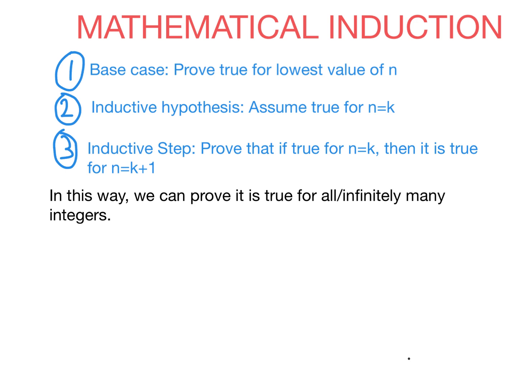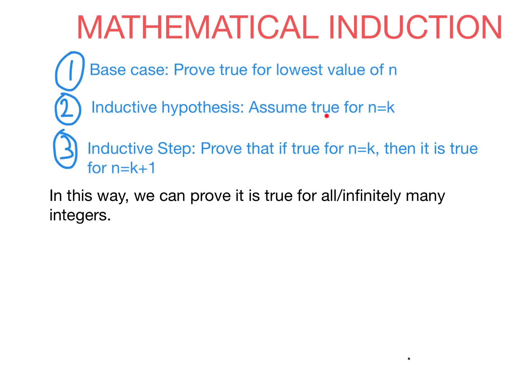So to do this, you follow 3 steps, the first 2 of which are easy. Firstly, you prove true for the base case. Generally, you will be asked to prove something's true for all integers greater than or equal to 1. In that case, you would prove that it's true for n equals 1. It won't always be n equals 1. It could be n equals 2, n equals 0, whatever, but you prove true for the lowest value of n. That's generally pretty easy.